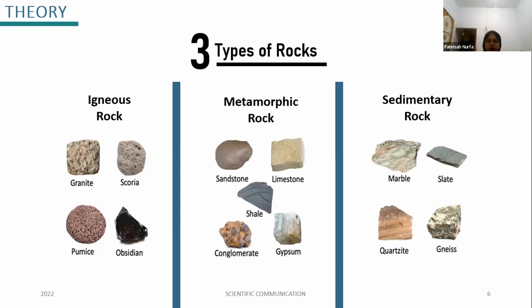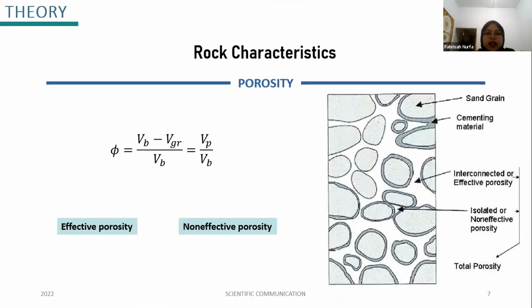Next, about the rock characteristics. The first is porosity. Porosity is the empty space that is created throughout the layers between the grains that make up the rock. Mathematically, the porosity is expressed as the equation in the slide. It is about the pore volume and the bulk volume of the rock.